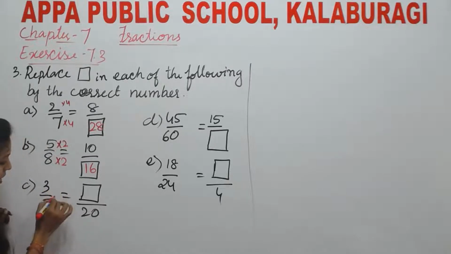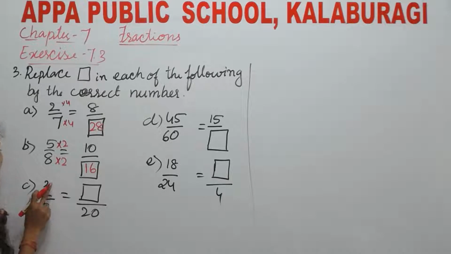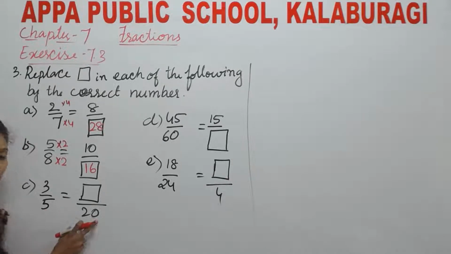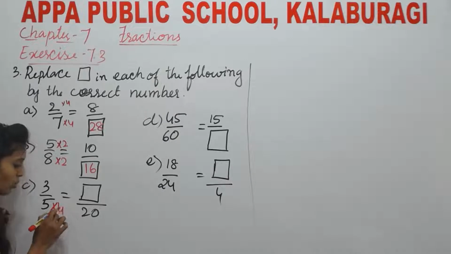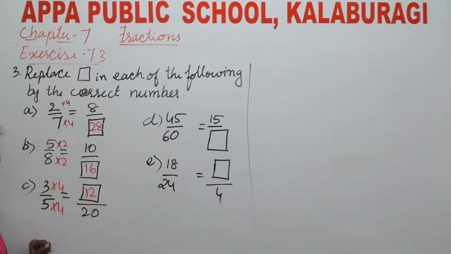Next, see here, the numerator they did not give. So don't think of 3. In the 3 table we won't get 20. They gave the denominator, which means you have to check 5 only. In the 5 table, when will you get 20? 5 4s are 20. Do the same thing for the numerator. So 3 4s are 12.